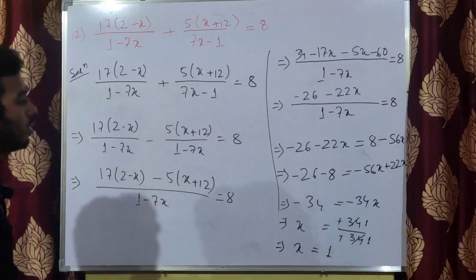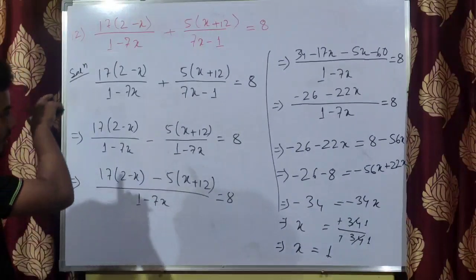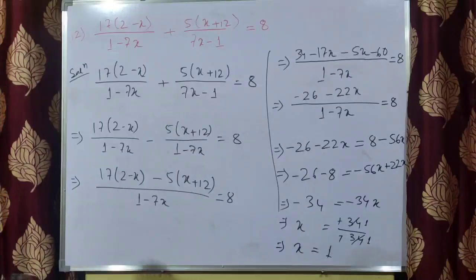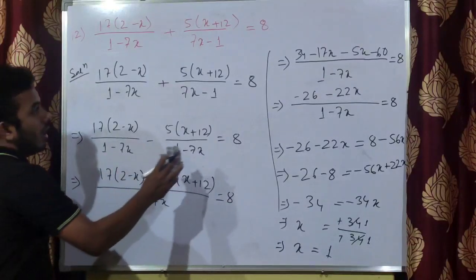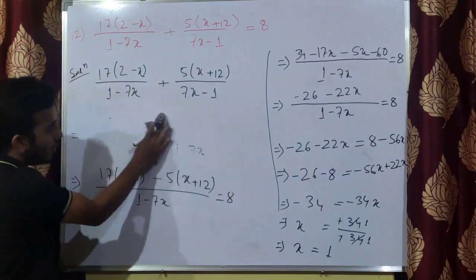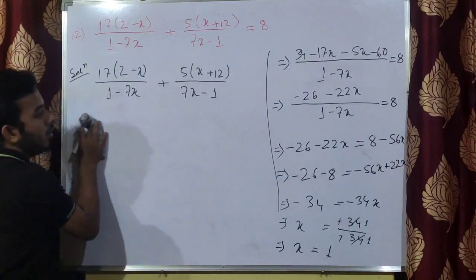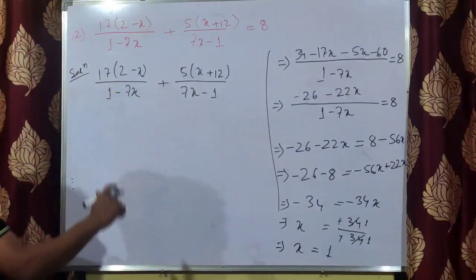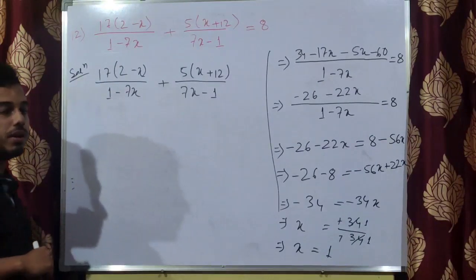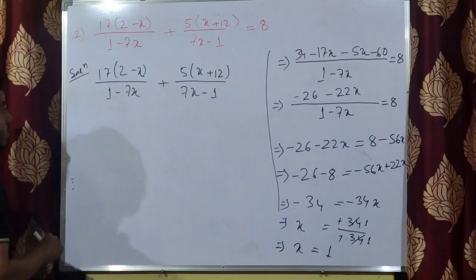Now what we have to do? We have to check whether the value of x is 1 or not. So how you check? We will write first LHS. Then we have to put the value of x as 1, and we have to find whether LHS equal to 8. If LHS equal to 8, that means our value of x equal to 1 is correct.